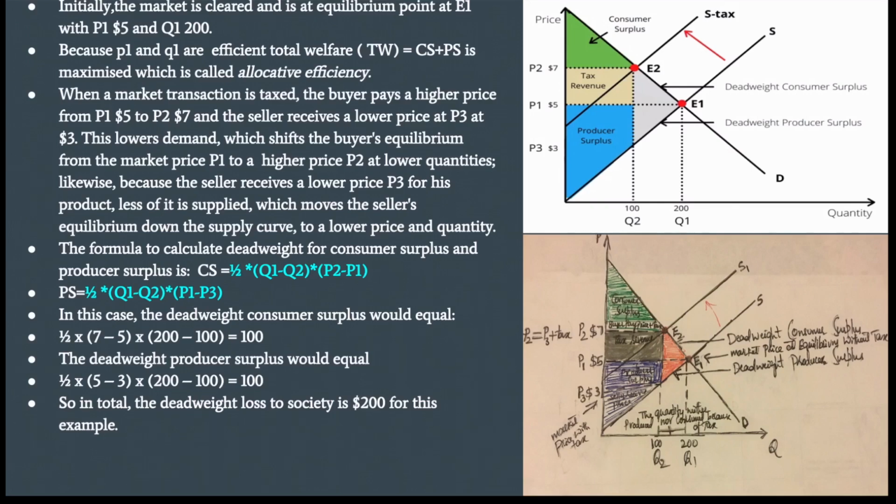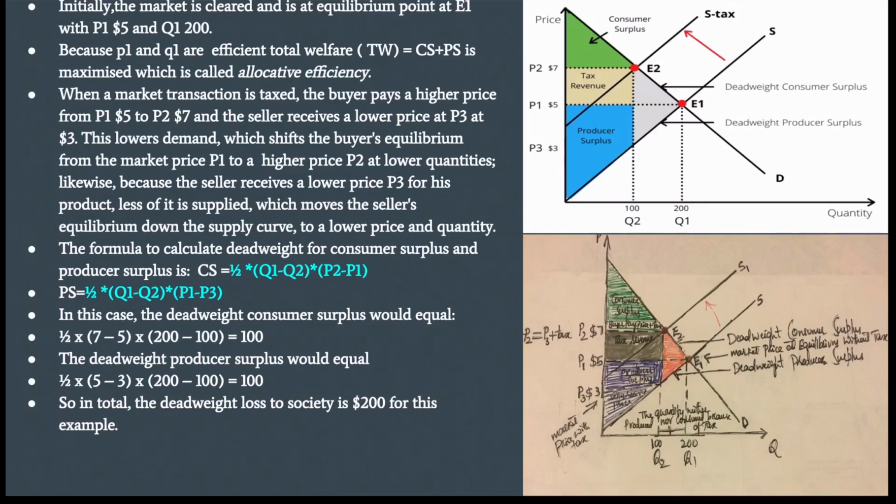This lowers demand, which shifts the buyer's equilibrium from the market price P1 to a higher price P2 at lower quantities. Likewise, because the seller receives a lower price P3 for his product, less of it is supplied, which moves the seller's equilibrium down the supply curve to a lower price and quantity. The formula to calculate deadweight loss for the consumer surplus is half times Q1 minus Q2 times P2 minus P1. And for the producer surplus, it equals half times Q1 minus Q2, that is, change in quantity, times change in price, that is P1 minus P3.